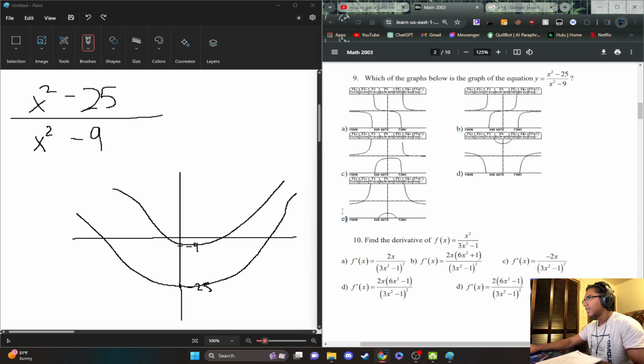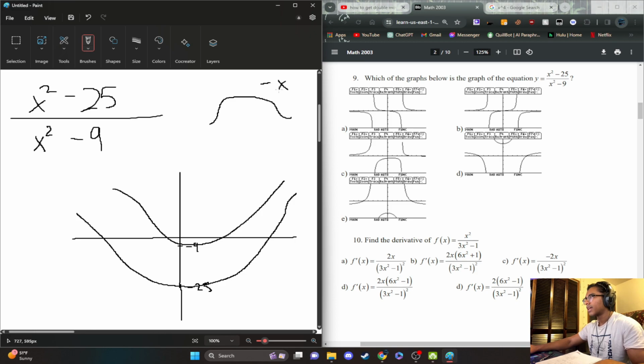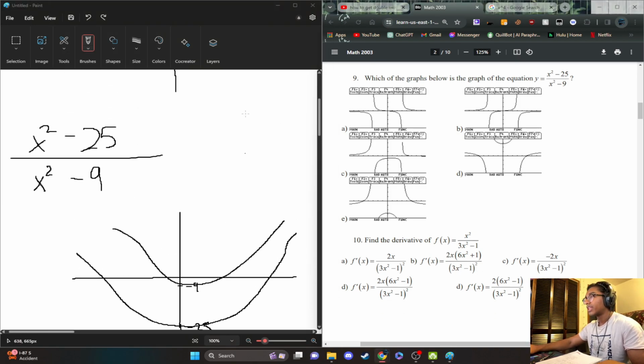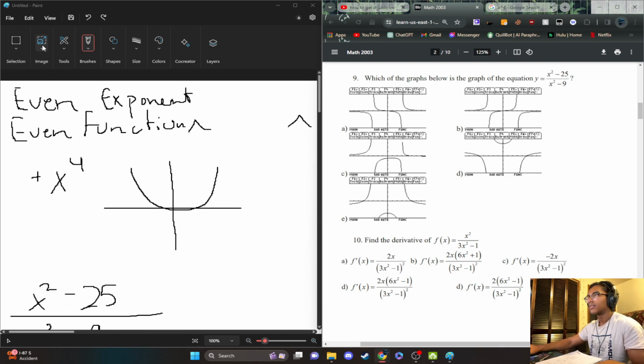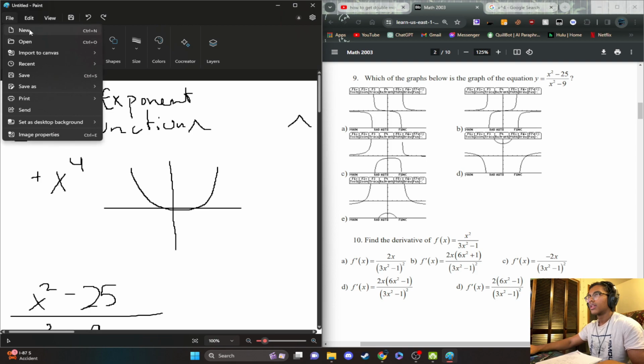Now C and D, the difference between C and D is that one is a negative, right? So one is like this, which means it's a negative x squared. And it can't be E because it's the same thing, it's a negative. So the only right answer here is D. For this one, you really have to understand the negative exponent and positive function stuff like that.